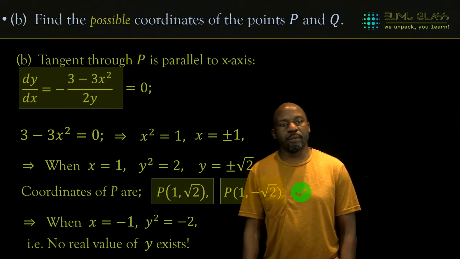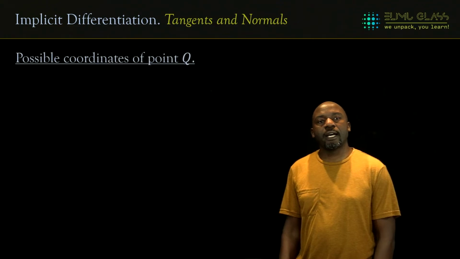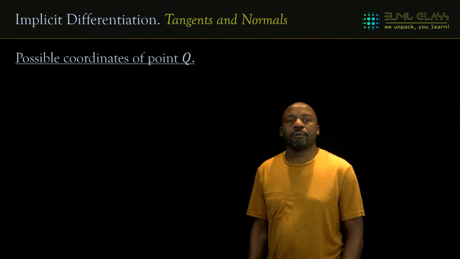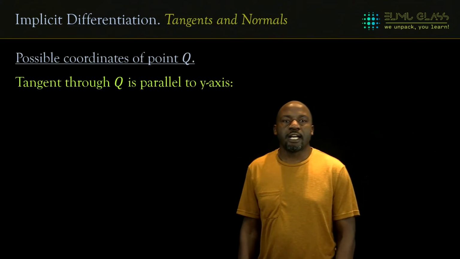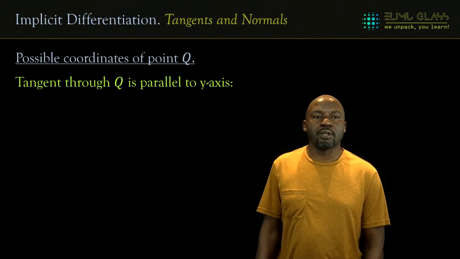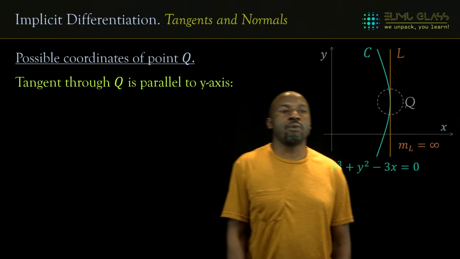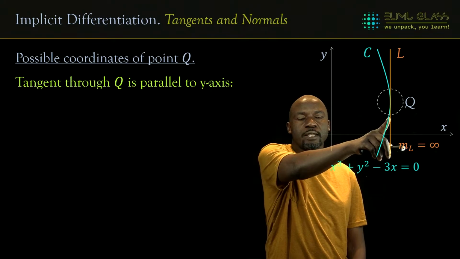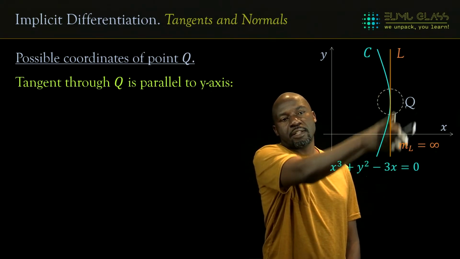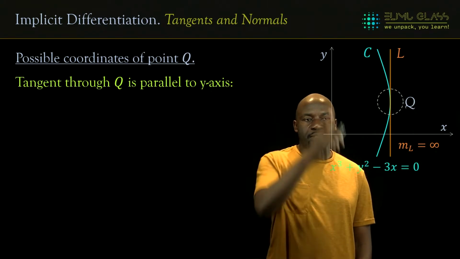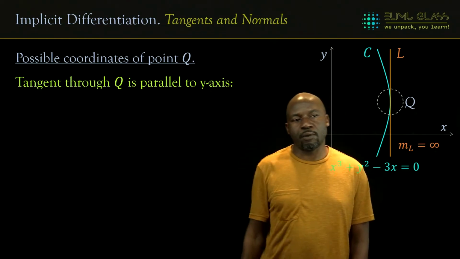So those are our only possible solutions. Let's see that now. For Q, we are saying that the tangent through Q is parallel to the y-axis. If that is true, we can draw the graph there. So it should look like this. The tangent, that's the yellow line, is vertical so that it is parallel to the y-axis.